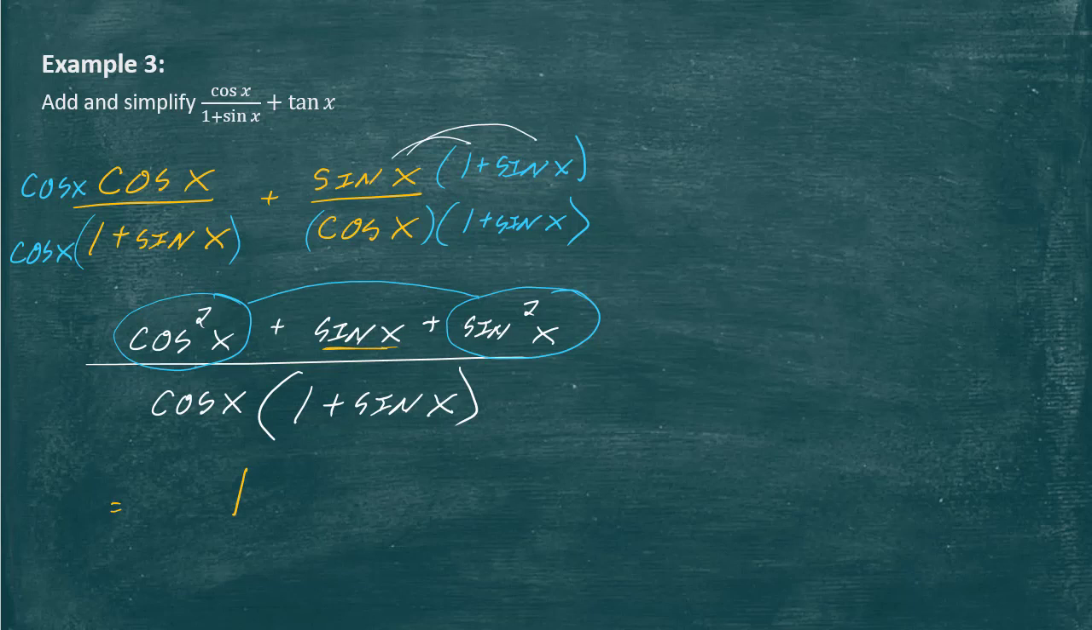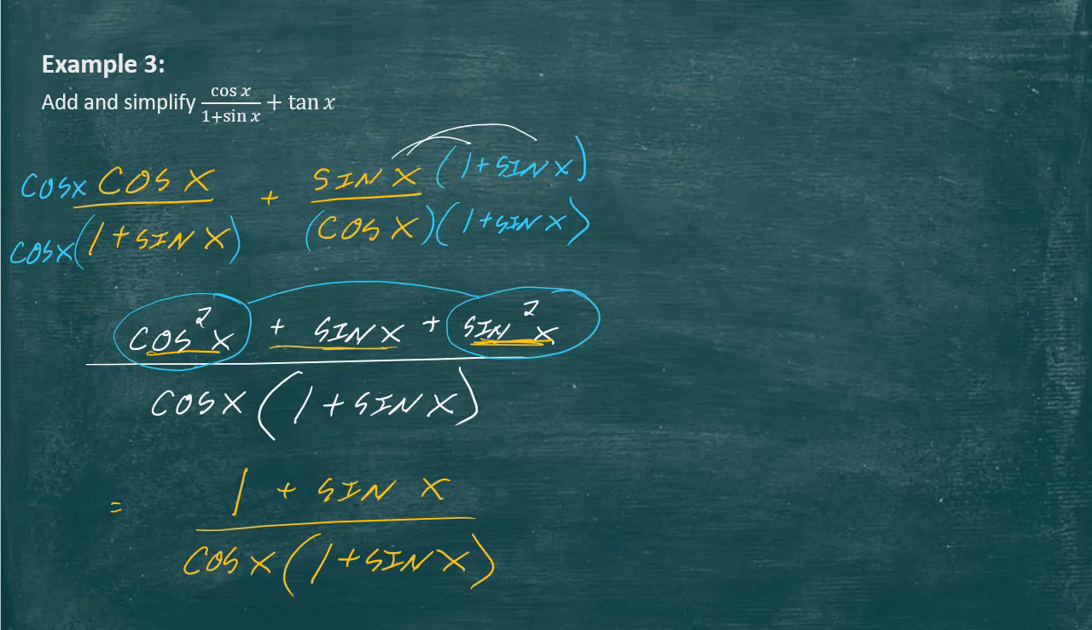And then I still have the plus sine of x that would be left in the numerator. To connect the dots, the cosine squared of x plus sine squared of x had a value of 1, so I was able to replace that with its value. The sine of x that was there just stayed, and on the bottom I still have the cosine of x that is still multiplying with the 1 plus sine of x.